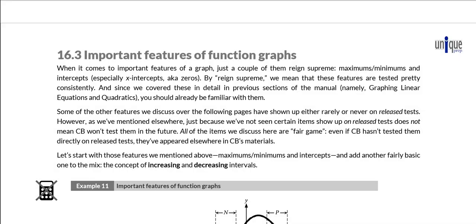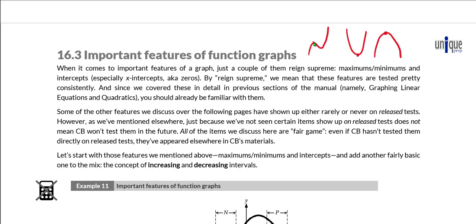Okay, the next thing we need to discuss here are important features of function graphs. And when it comes to important features of function graphs, we're talking mainly about maximums and minimums. For instance, back in section 12, when we talked about parabolas, we talked about the fact that a parabola's vertex is either a minimum point, could also be a maximum point. Of course, other graphs may have minimums and maximums.